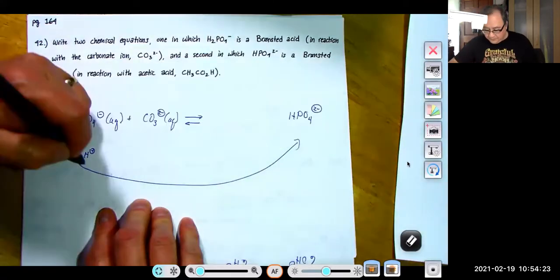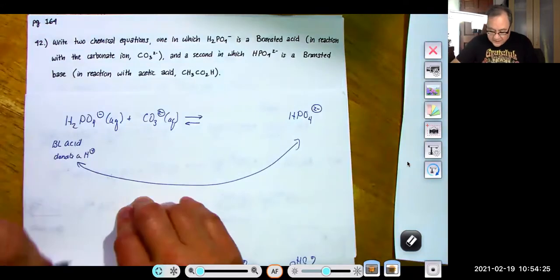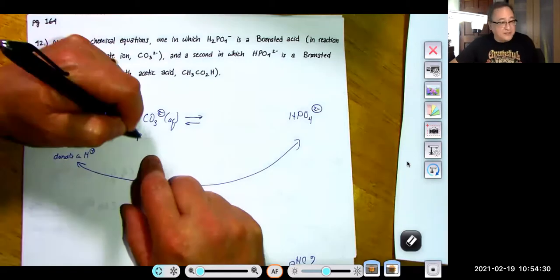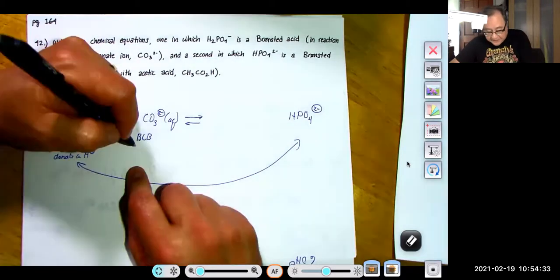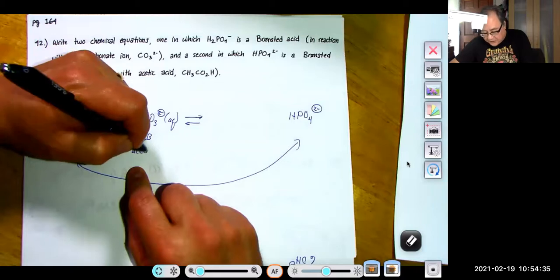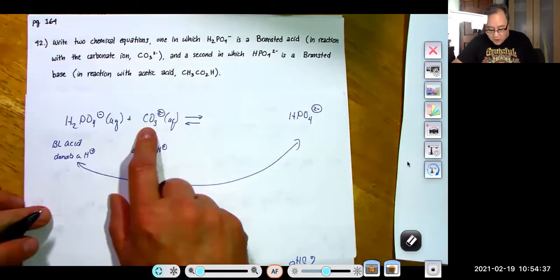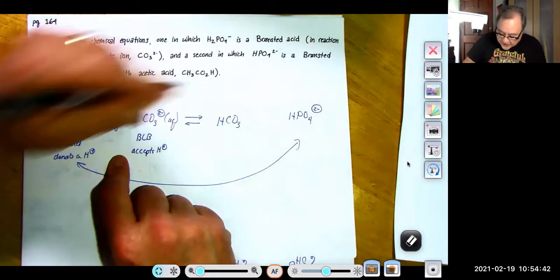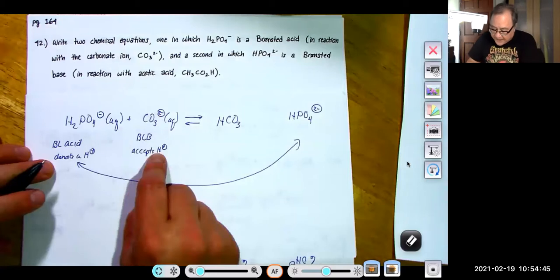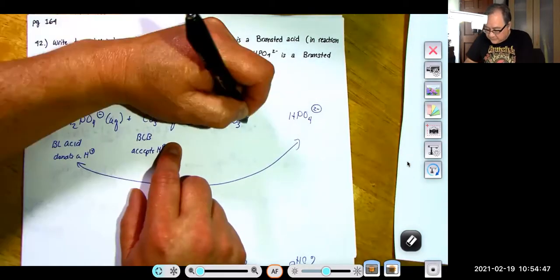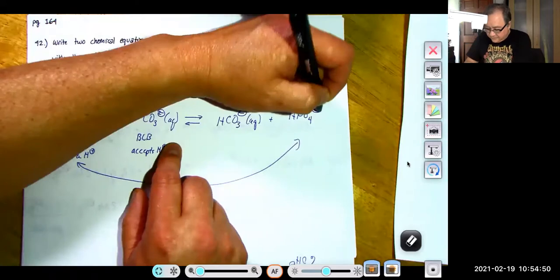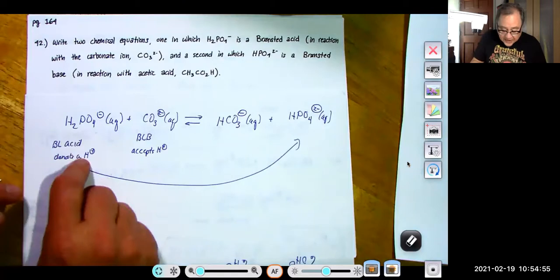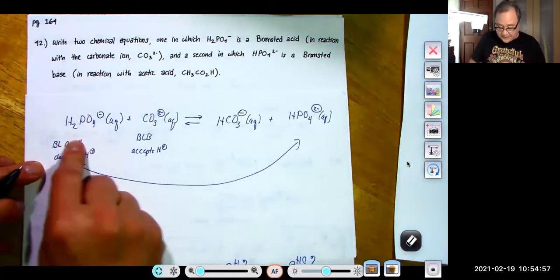Yes. Okay. Now, this is going to be your base. So this is a Bronsted-Lowry base. It accepts a proton. So we want to write this with a proton. So here, HCO3. And if this is -2 and this is +1, they add together and make a -1. And so here is this guy acting as an acid with carbonate ion.